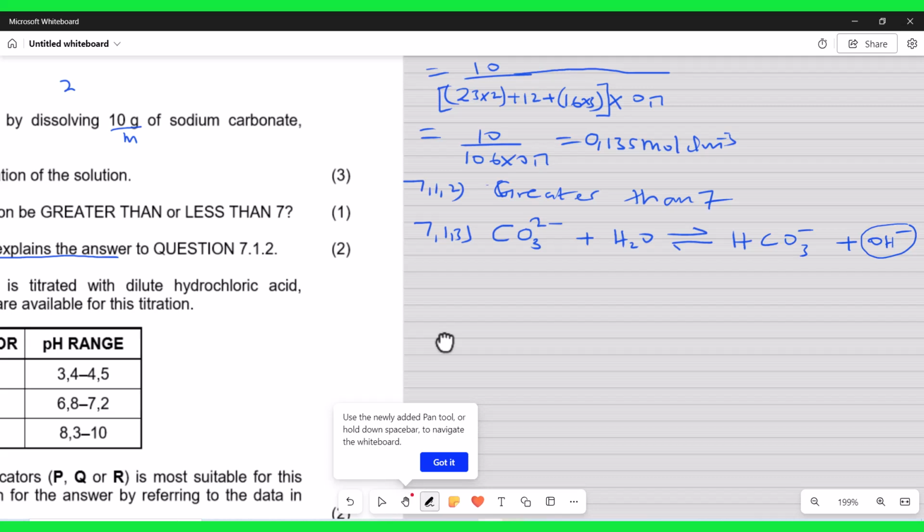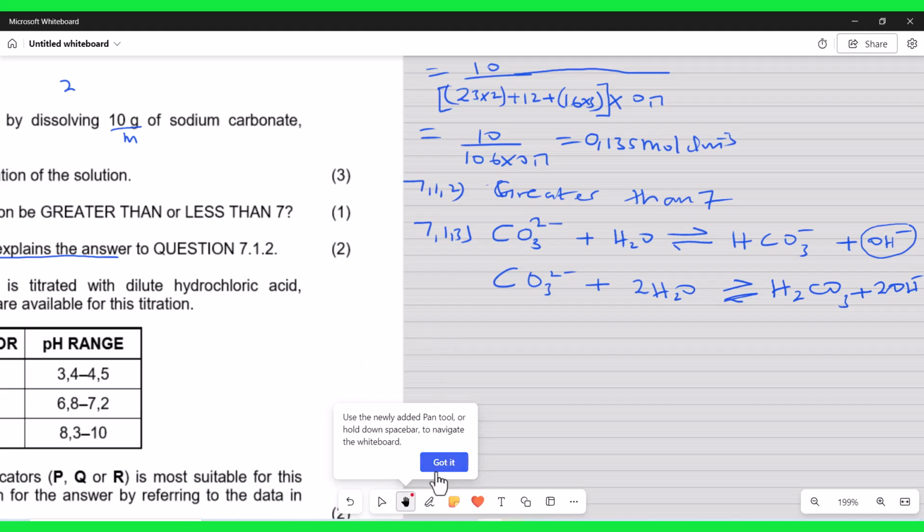But if I want, I can get it completely. I could also have said that carbonate, CO3 2 minus, plus 2 water molecules, then I'm going to get H2CO3, then plus 2 OH ions. So any of these two can work for us. Because you see I still get 2 OH, which makes it bigger than 7. That's my pH.